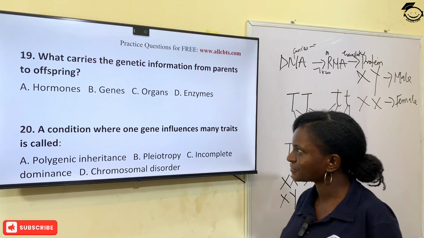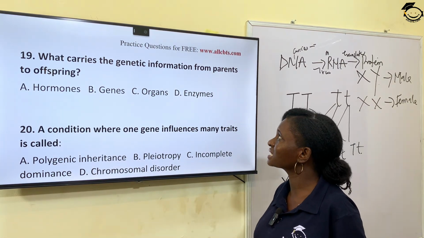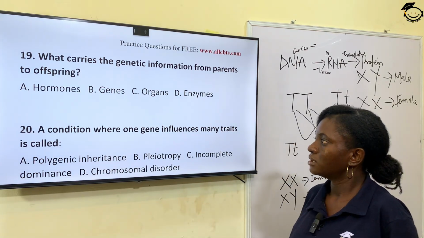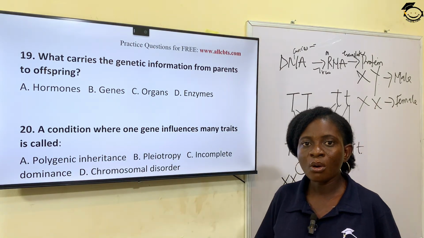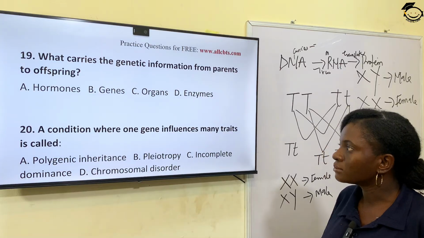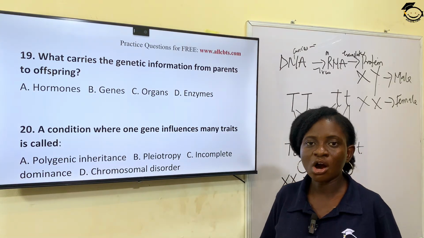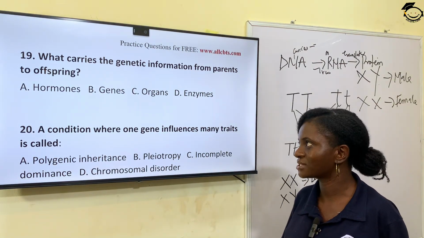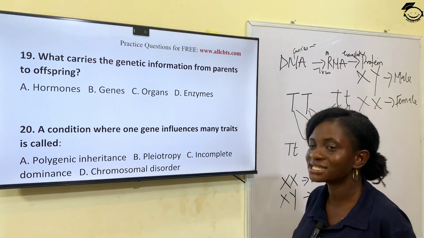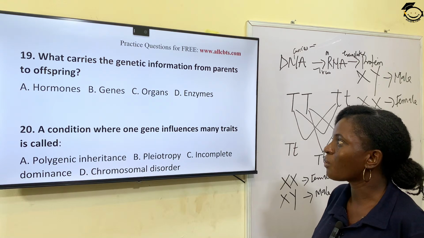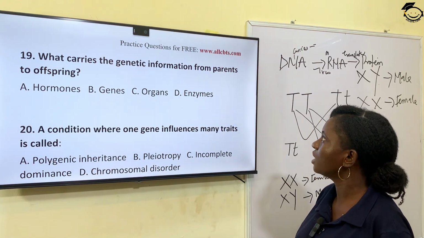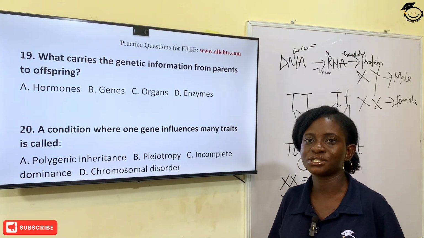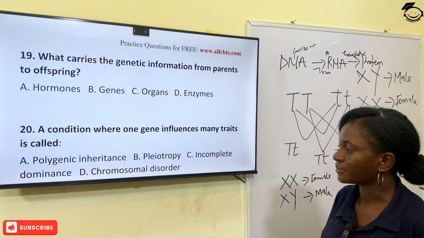Question 19. What carries the genetic information from parents to offspring? Option A, hormones. Hormones are chemical messengers. Option B, genes. Option C, organs. And option D, enzymes. So the correct answer is genes. It's as simple as that. So what carries the genetic information from parents to offspring? The correct answer is gene, option B.